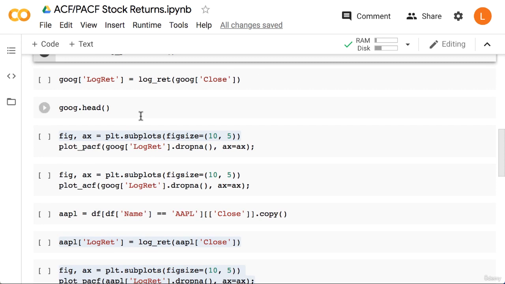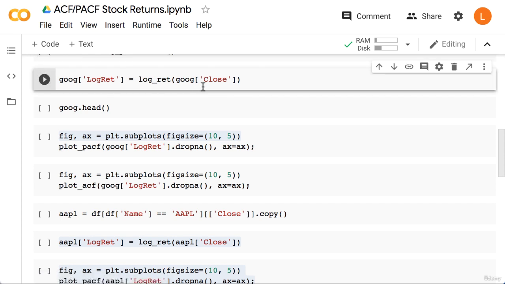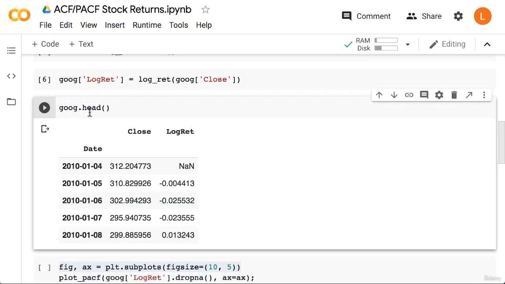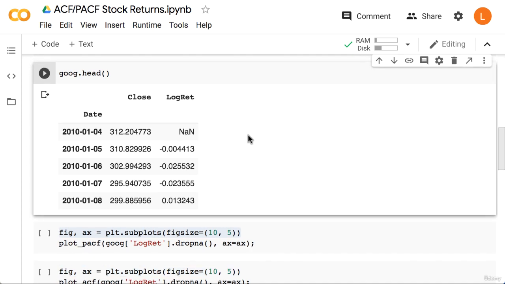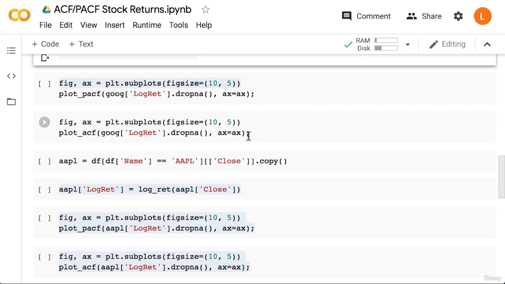Next, we'll apply our function to calculate the log return on Google stock prices. Next, let's do a df.head to make sure our data frame contains the right thing. Okay, and it does. Next, let's plot the PACF of Google's log returns. Remember, this is for choosing the order P of the autoregressive model.